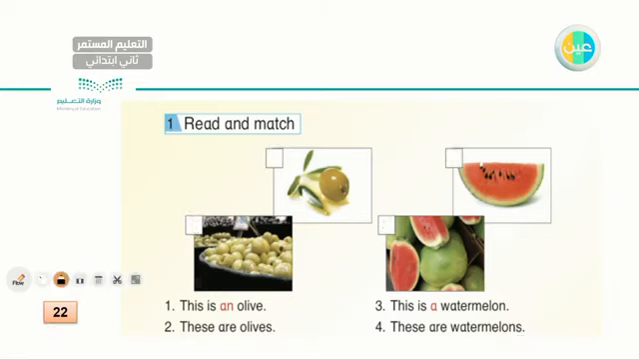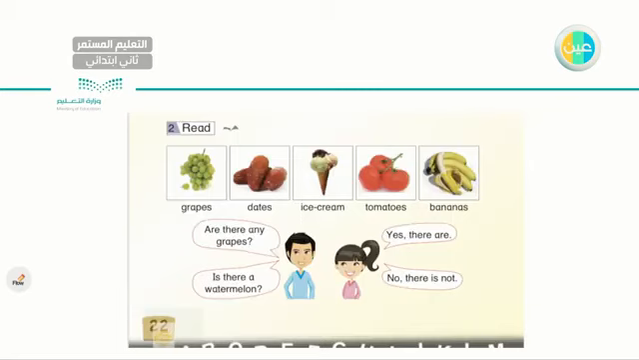Let's go to the next one. This is the next part. Let's try to read together. As you can see, I have different kinds of food. Let's read together. Grapes, dates, ice cream, tomatoes, bananas. Let's read them one more time. Grapes, dates, ice cream, tomatoes, and bananas.